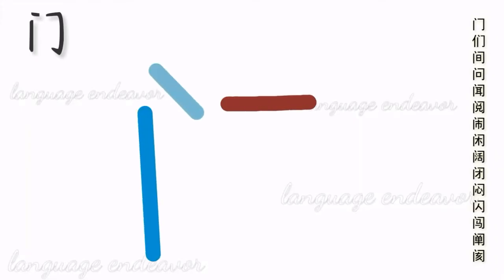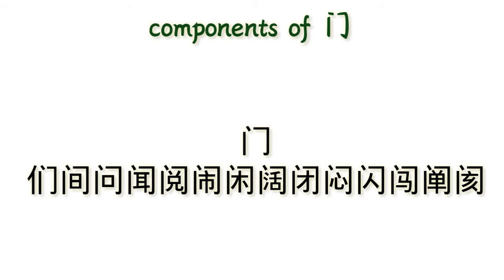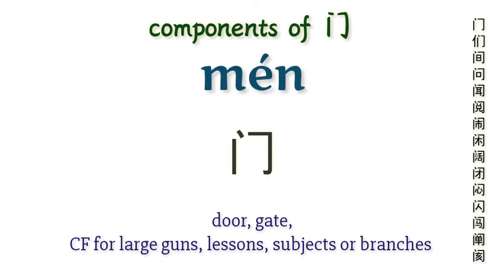This is how to write mén stroke by stroke. It has 3 strokes. Now we see 14 components of mén. Mén, door, gate.